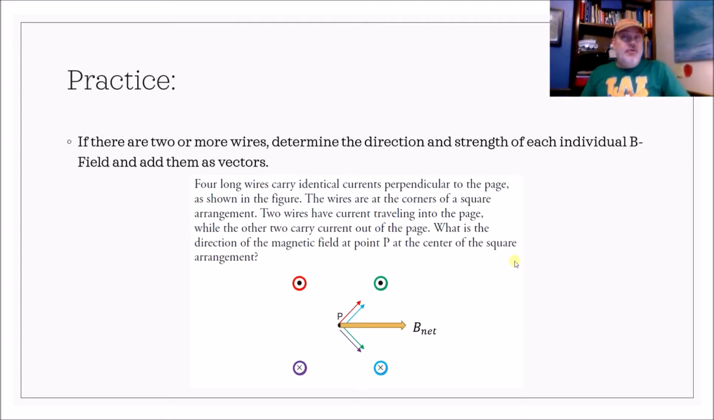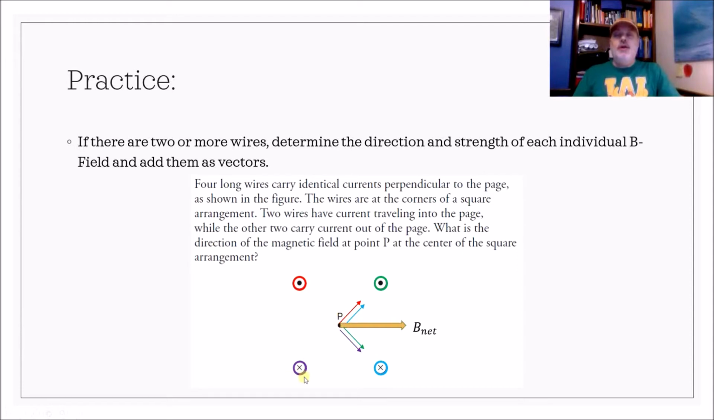All right, now I color-coded them to help out just a little bit. So the red one will produce a counterclockwise magnetic field going around. So at point P, it's up and to the right. And then this blue one is into the page, so it'll be clockwise instead of counterclockwise. And so it's going to produce a magnetic field also up and to the right. This green one is out of the page, so counterclockwise. And so it's going to produce a magnetic field circulating around counterclockwise, down and to the right.